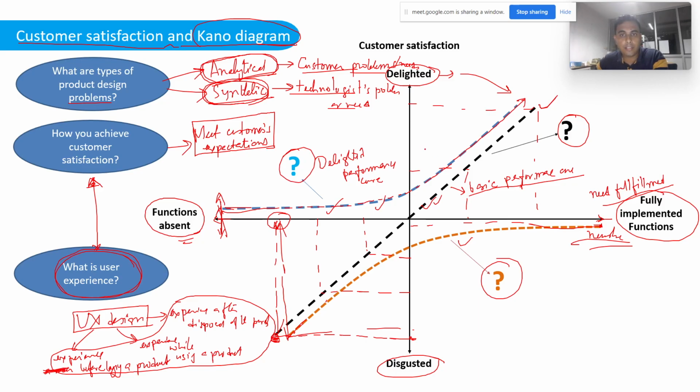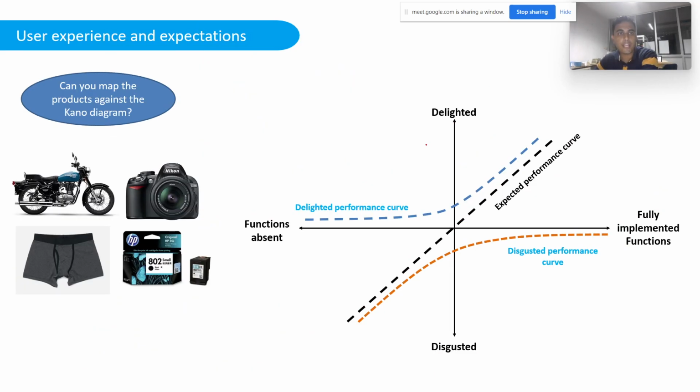So let's test it. Can you map these products against the Kano diagram? This is what I explained, this is the Kano diagram. Where do you think a bike, a Classic 350, this is Classic 350, not 350 Bullet, this is a Bullet, Royal Enfield Bullet, so where do you think it falls, like which curve?